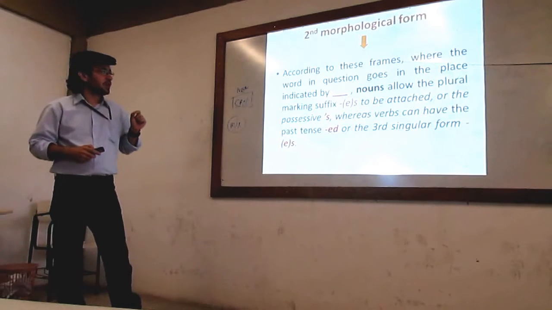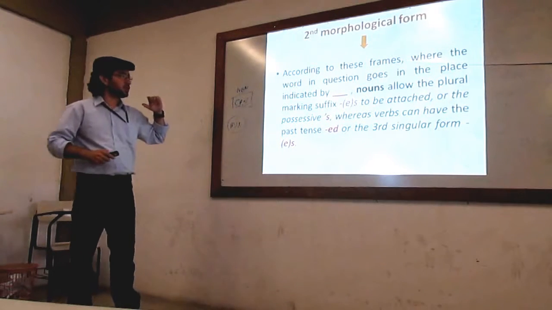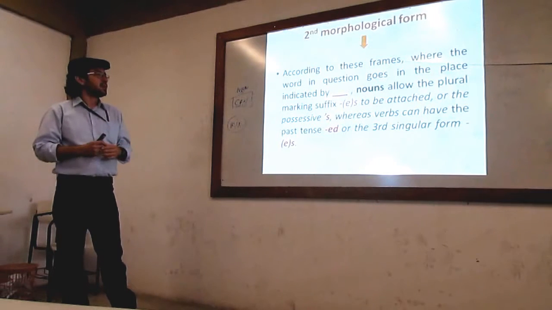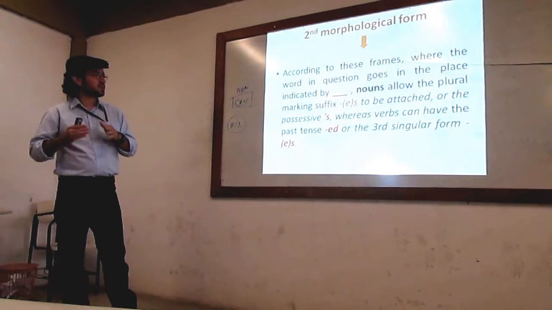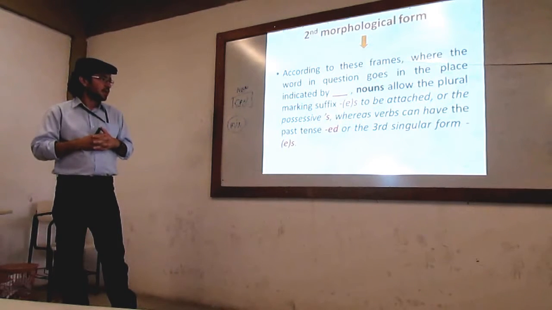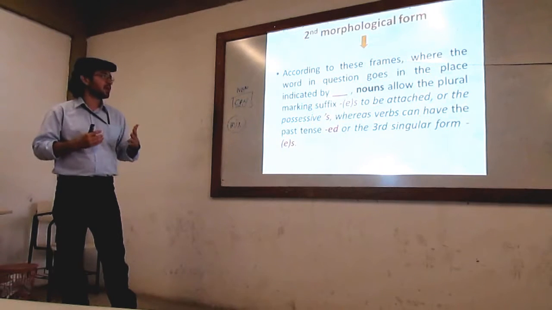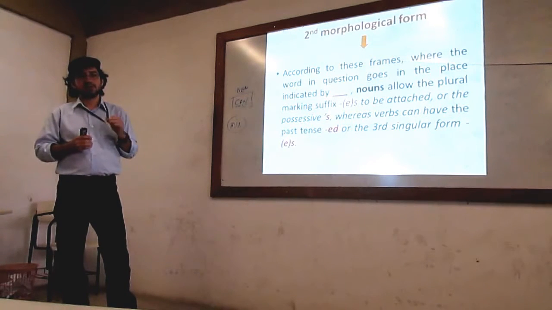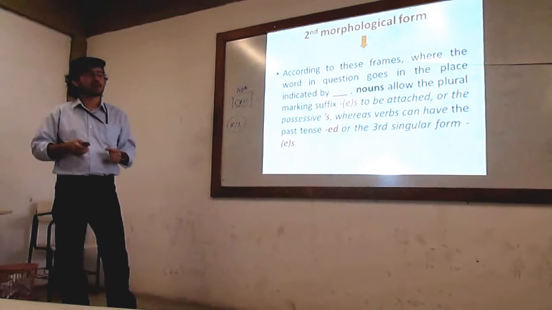According to these frames, okay, where the word in question goes in the place indicated by the underscore, nouns allow the plural-making suffix es to be attached, or the possessive apostrophe s, whereas verbs can have the past tense ed or the third singular form es. Ele vai só explicar aí as possibilidades de inflexão, ou seja, de alteração, de colocar um S, retirar, de colocar um ED no passado, retirar, vamos ver.